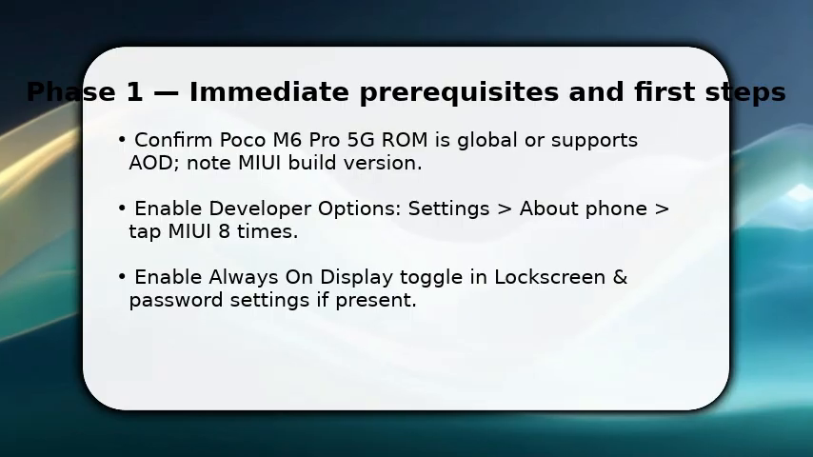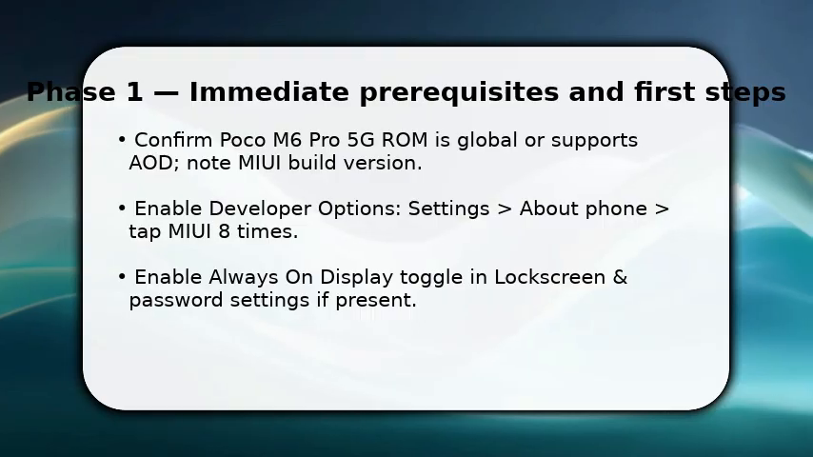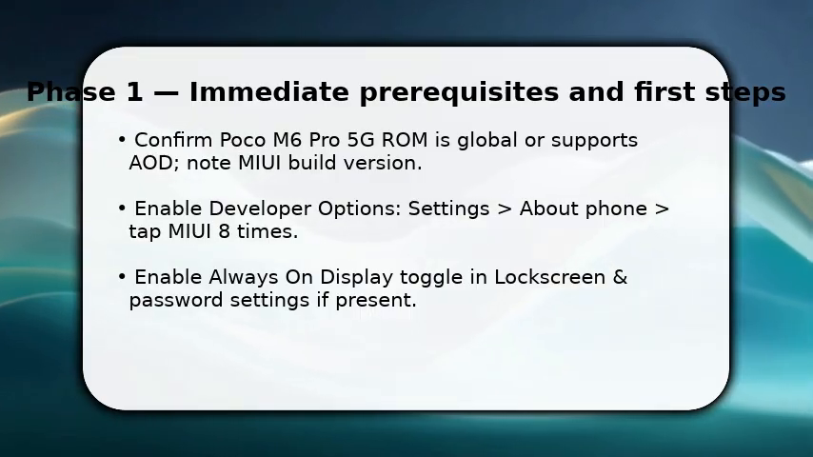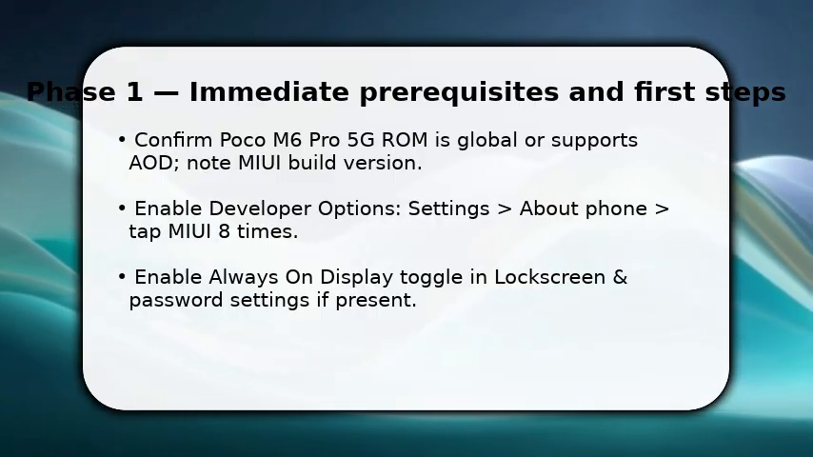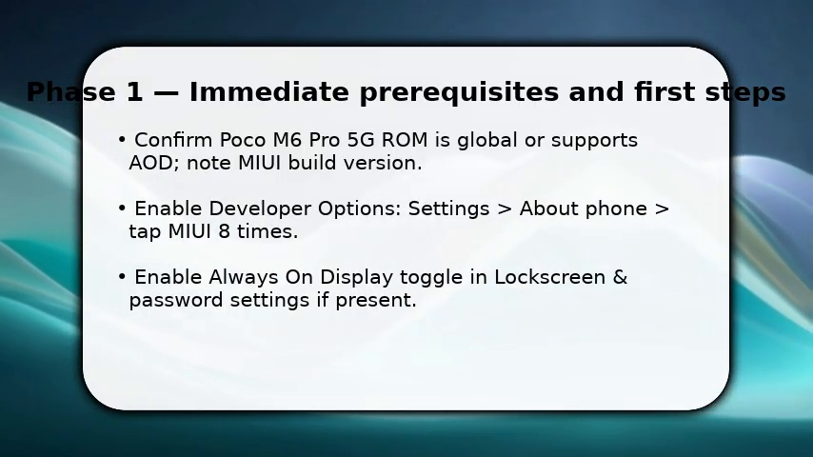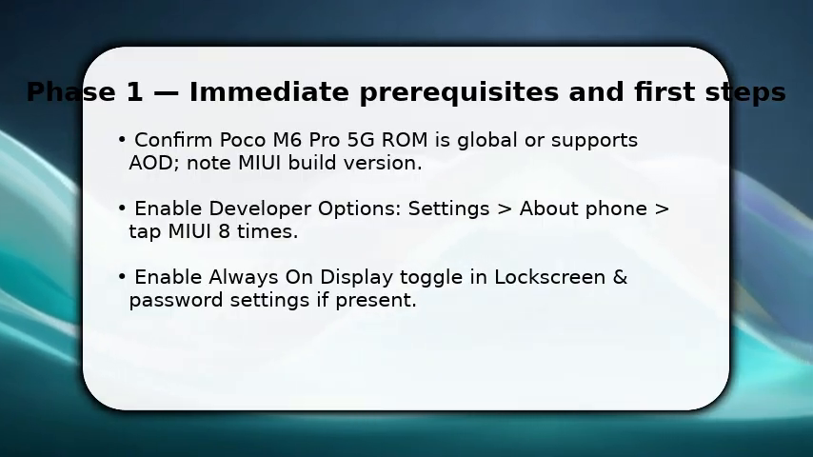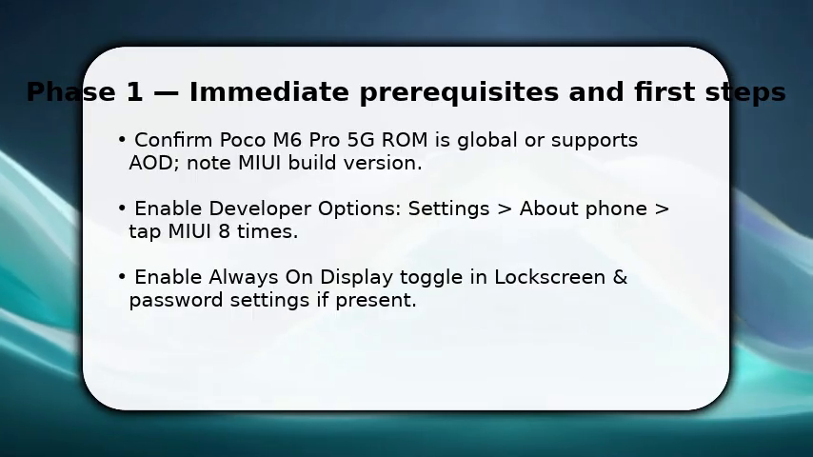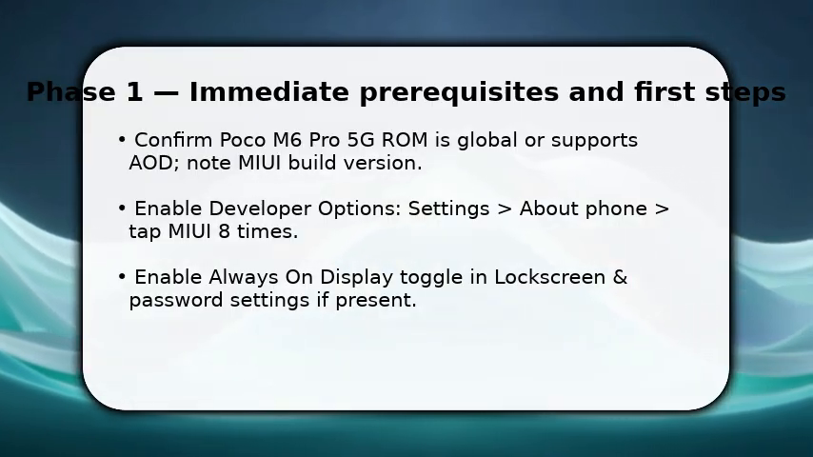You start by checking that your Poco M6 Pro 5G has a compatible MIUI build, because always on display depends on firmware. Once done, enable developer options by tapping MIUI build 7 or 8 times in About Phone. This unlocks hidden settings. Make sure battery saver is off, then look in lock screen and password for an always on display toggle. If it appears, enable it now. If not, proceed to the workaround steps, which modify display and lock screen behavior.